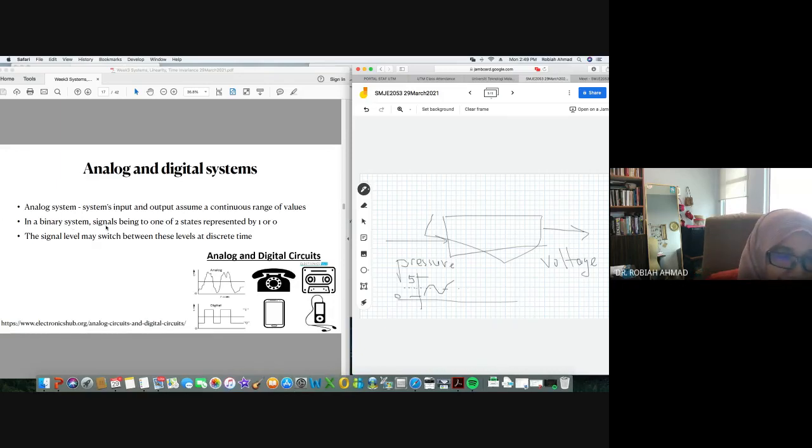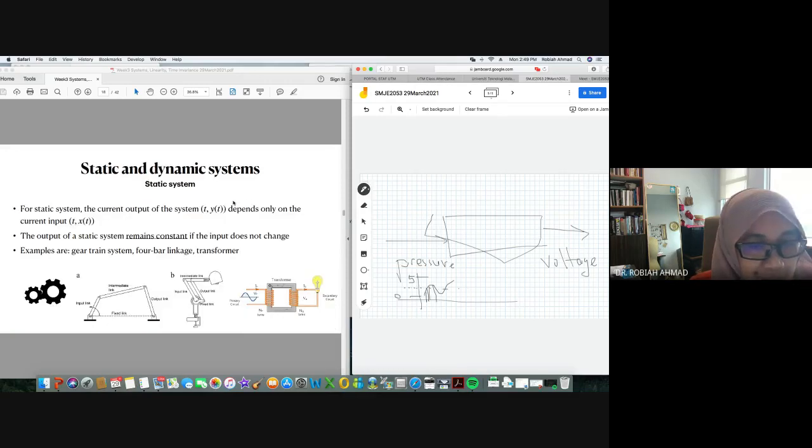So in a binary system, the signal is in one of two states represented by 1 or 0, and the signal level may switch between these levels at discrete times. That's why we looked into the discrete just now. So this is on analog and digital systems. Okay, next one is the static and dynamic system.